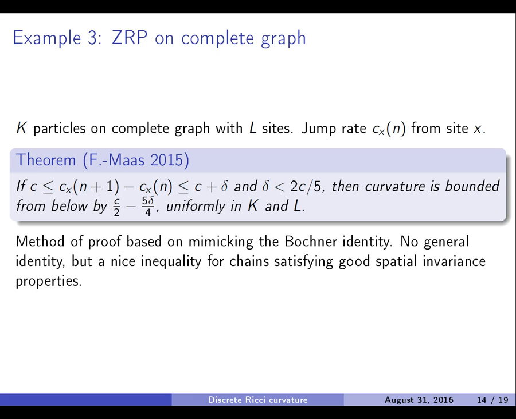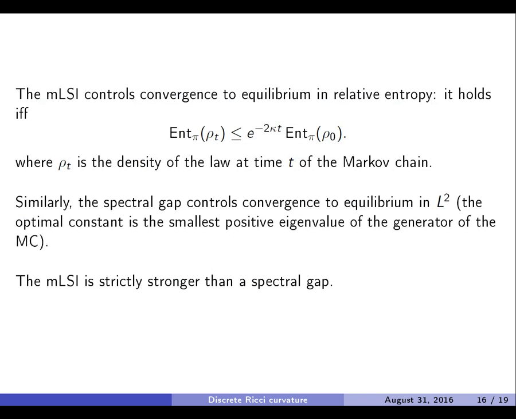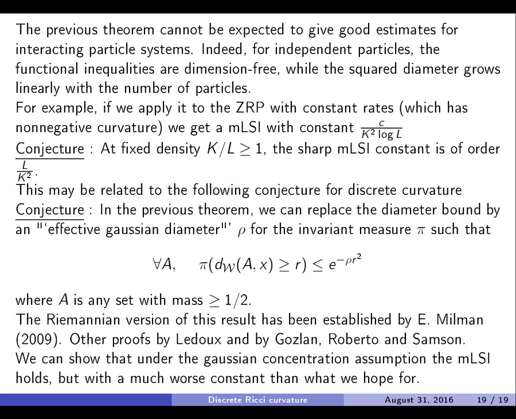So the particles start blocking each other. If you have more particles on the site, it actually slows them down. This dynamic has non-negative curvature. So we can apply our result, and we get a modified log Sobolev inequality with some constant, as in C over K square log L. K was the number of particles, L the size of the graph. The log L factor might be spurious. It might be that our diameter estimate is not exactly sharp, but the K square really is there.